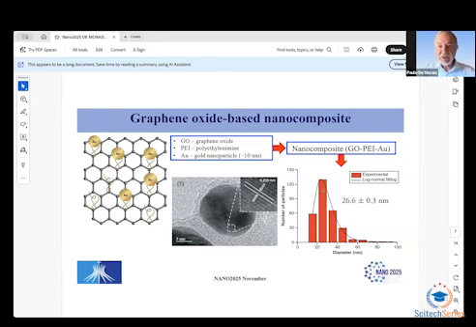Besides this morphological characterization, we perform all kinds of characterization, including optical characterization of the nanocomposite, and also of the materials that comprise the nanocomposite. It means the graphene oxide, the polymer itself, and the gold nanoparticles.